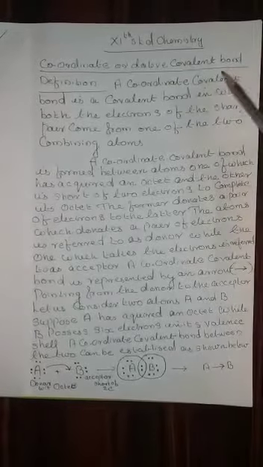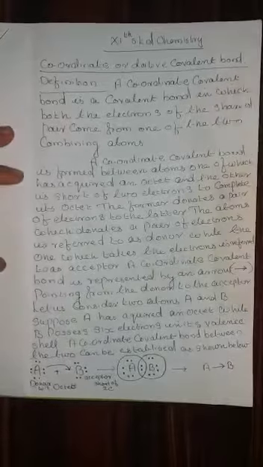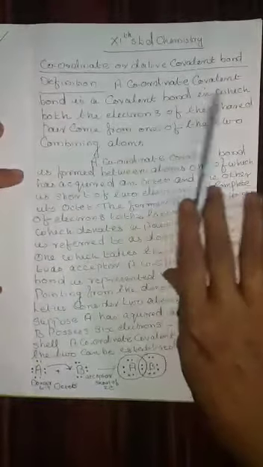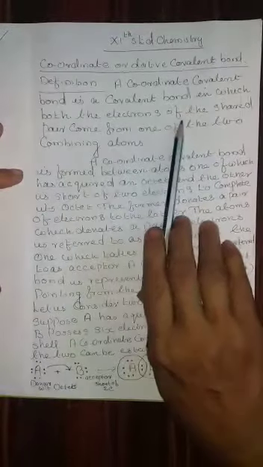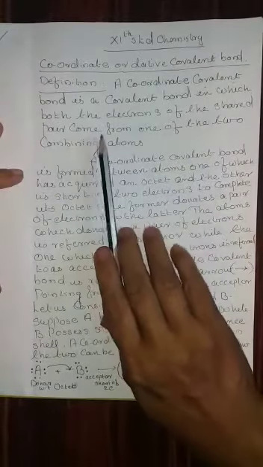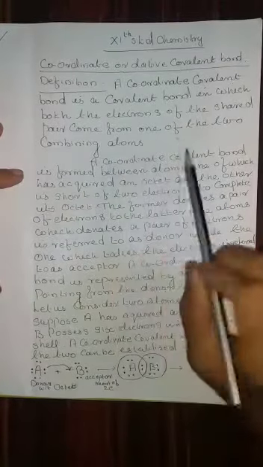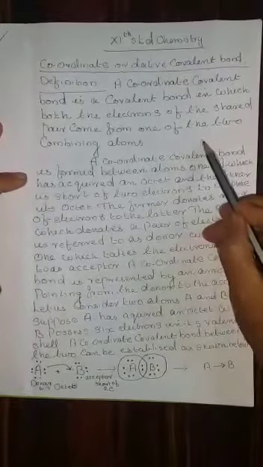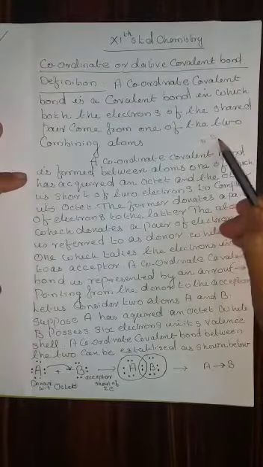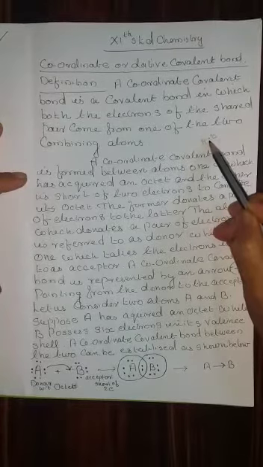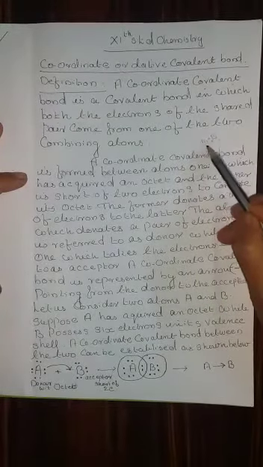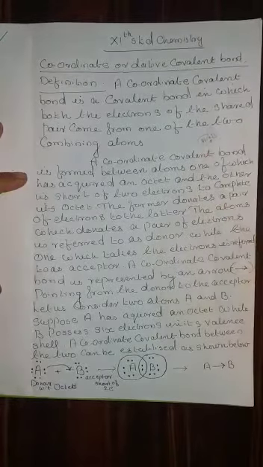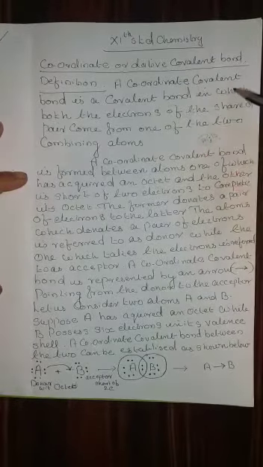Coordinate or dative covalent bond. Definition: a coordinate covalent bond is a covalent bond in which the electrons of the shared pair come from one of the two combining atoms. That means if A and B are combining together, A will give both the electrons in the middle, so that it is a common property for both. That type of bonding is known as coordinate bond.